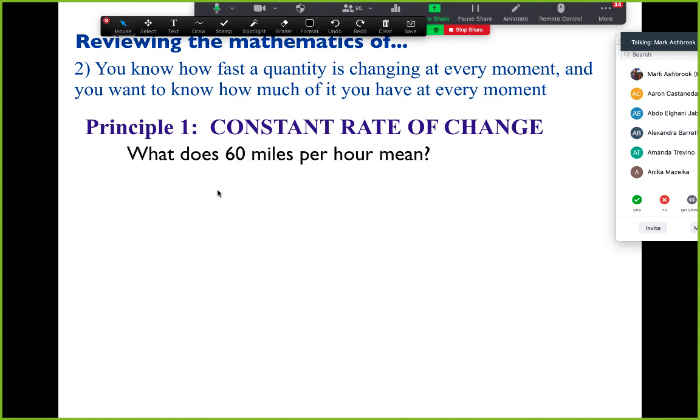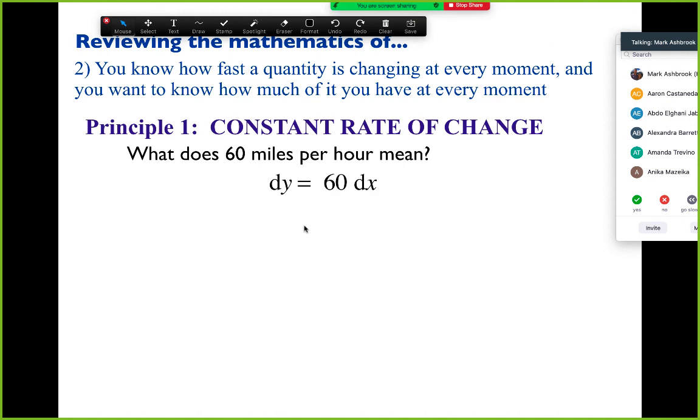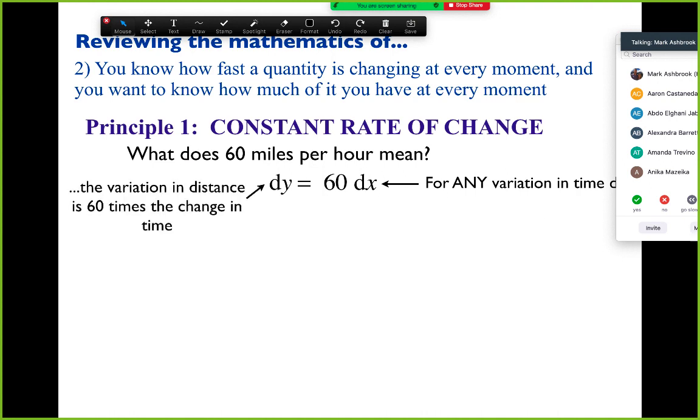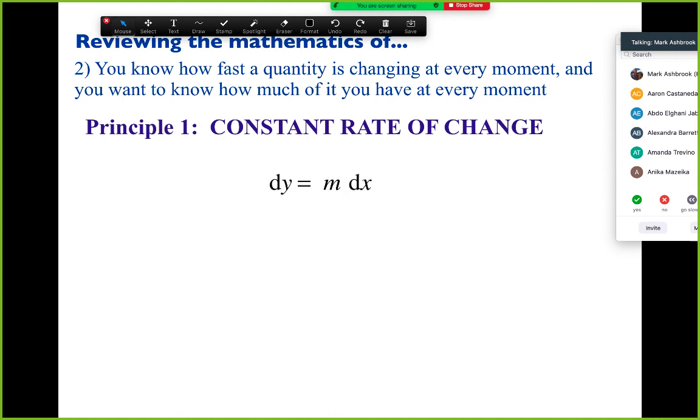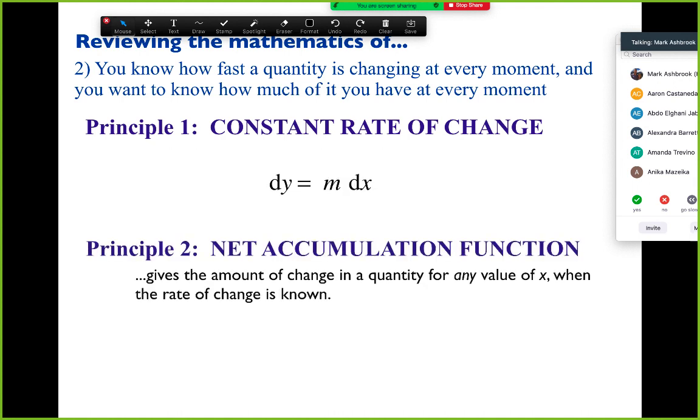First principle, constant rate of change. 60 miles per hour, a constant rate, means given any change in our independent variable, in this case hours, we know the variation in distance. And we need that because remember we made our intervals really small. We didn't keep our interval width at 1, right? Our delta x needed to get smaller and smaller. And so for those smaller and smaller intervals, we needed to know what the dy's were, right? So constant rate of change means for any change in x, the corresponding change in y is that rate times the change in x. Okay, principle 2, we talked about a net accumulation function, and it gives the amount of change in a quantity for any value of x, when the rate of change is known.